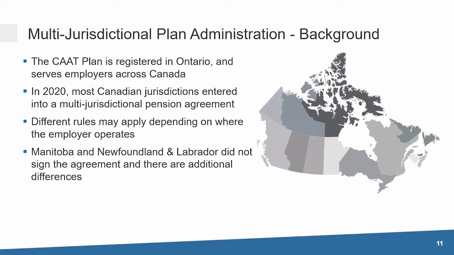In 2020, most Canadian jurisdictions entered into a multi-jurisdictional pension agreement, which makes administration of plans like CAT much easier. It's important to note that Manitoba and Newfoundland and Labrador did not sign the agreement, and there are additional differences. For example, in Manitoba, it is mandated that OTRFT employees must enroll immediately following fulfillment of PBA criteria in their jurisdiction.